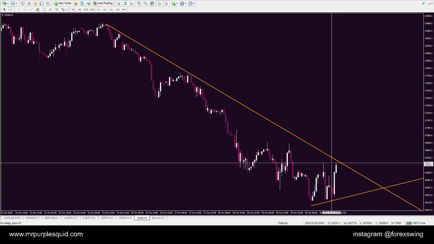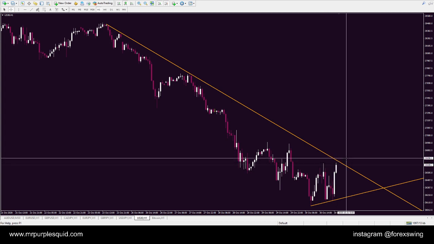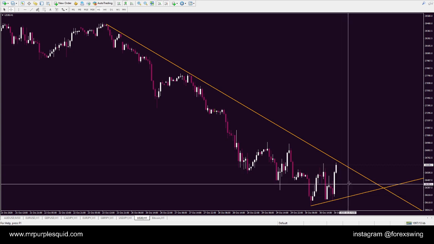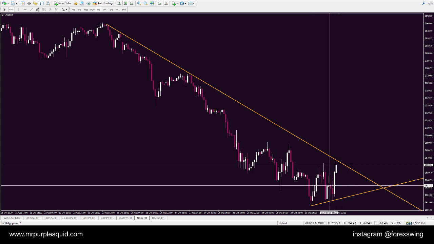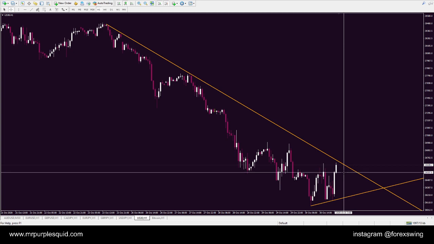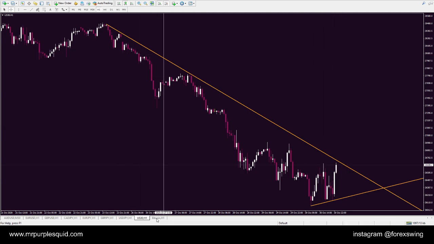But if I get a break of this, I'll definitely be sitting this one out for now. So I would have to see more price action developed over the week or for the next couple of days before I actually decide to go for it. So as of now, no, I'm not interested in anything on USDT.